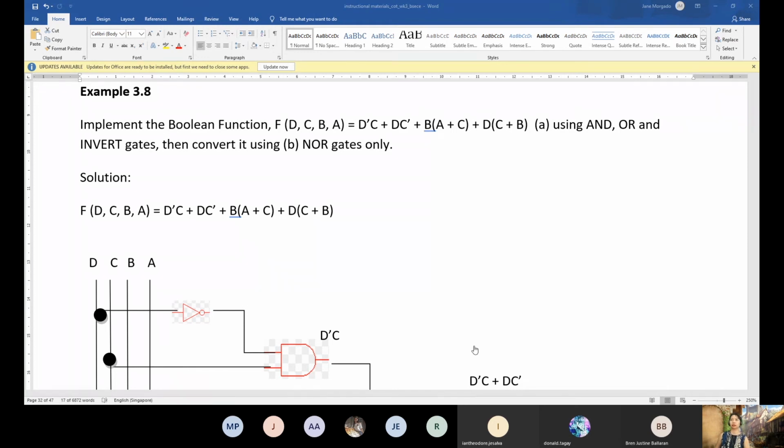Question. Question, class. Can we proceed with NOR? Sample for NOR gates as universal gates. Can we proceed, class? Okay po, ma'am.